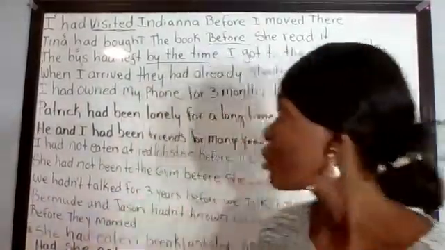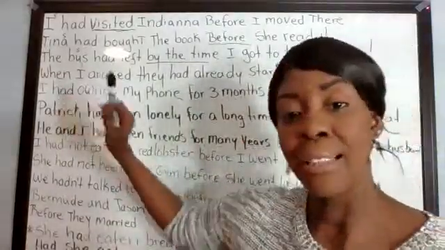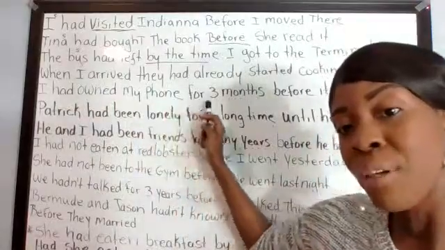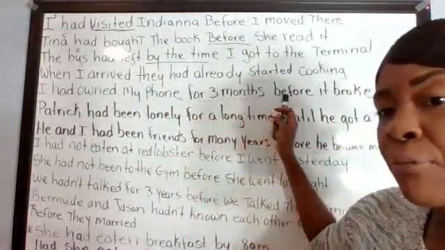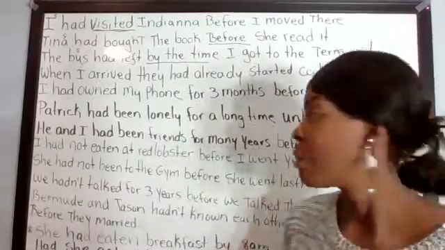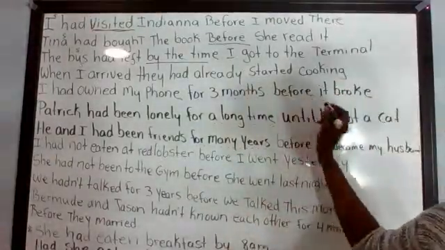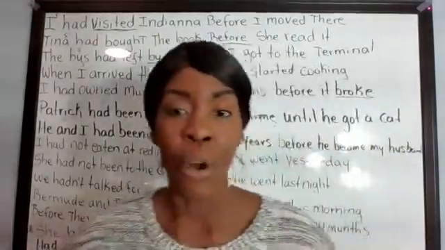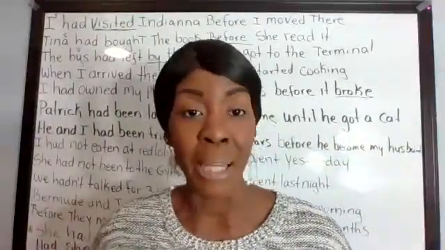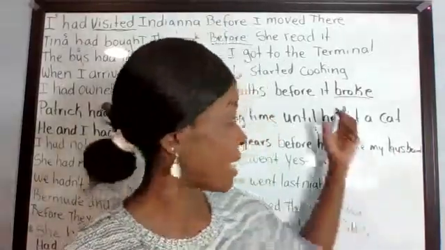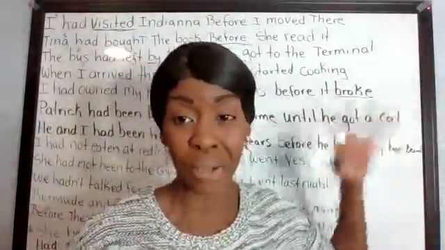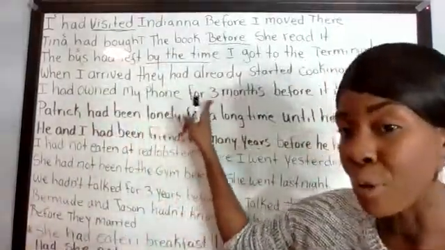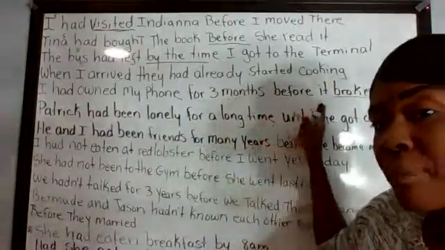All right? So, let's look at this one right here. I had owned my phone for 3 months before it broke. Okay? Right here, this is the simple past. Okay? That's the past form of break. If I'm saying it in the present, I say break. Now it's in the past, the action already happened, so therefore, I say broke. Okay? I had owned my phone for 3 months before it broke.